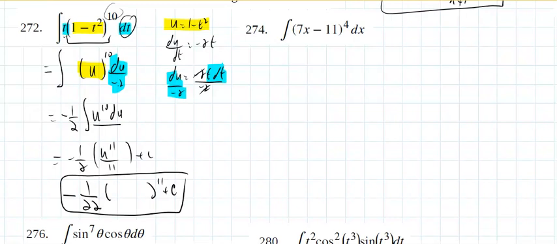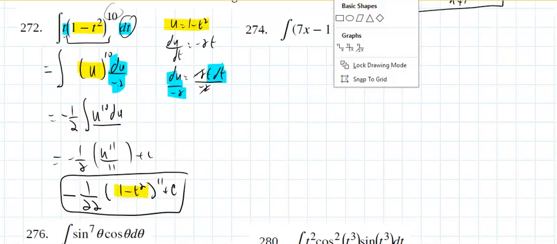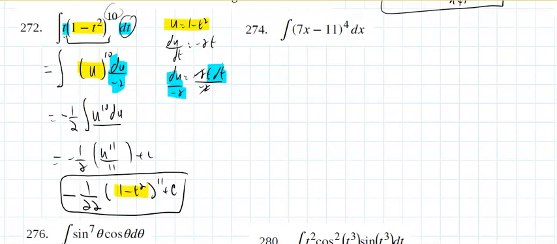And that will be u. What was u? It was marked in yellow up there. That was 1 minus t squared. And that's pretty much it. And that's how it works.